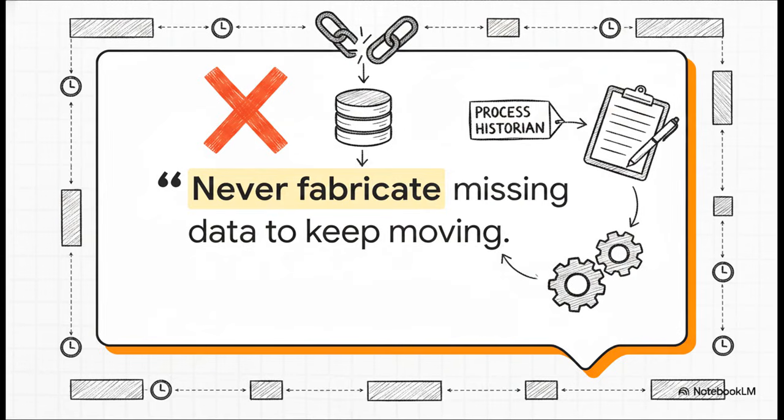Then, you safely recover the data from the process historian if it's there. Or, if execution absolutely must continue during a network drop, you switch to a validated paper contingency process. You record it contemporaneously and then seamlessly reconcile it in sequence when the systems come back online.